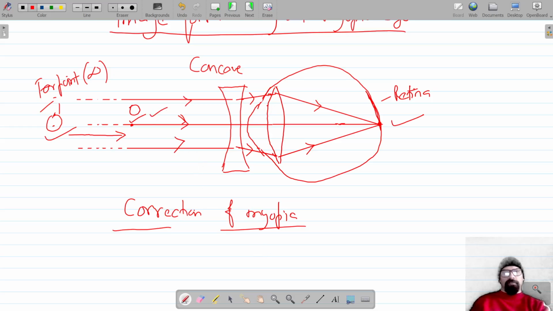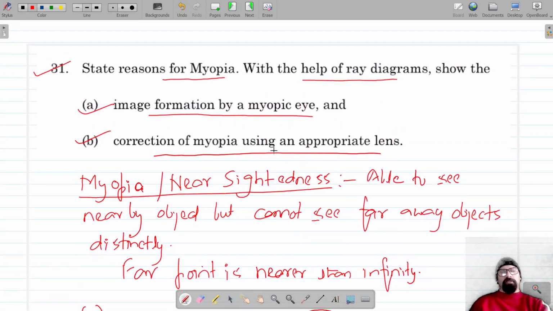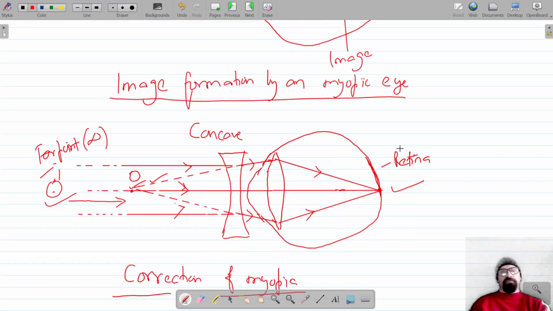And here you can also draw the lines. Just make sure that all the rays coming from your far point are converged. So now all the rays of light coming from infinity will be converged at the retina, and all the rays coming from the myopic far point will also be converged at the retina. So this is the correction of myopia using an appropriate lens, which is the concave lens.